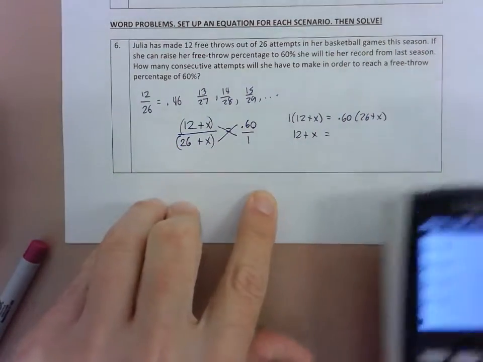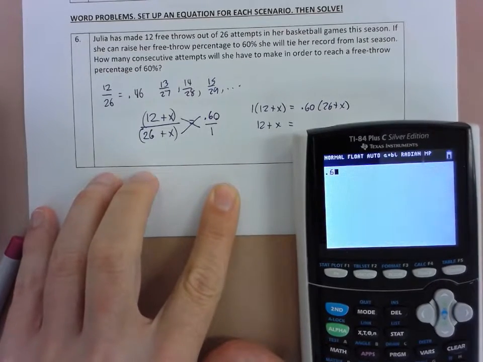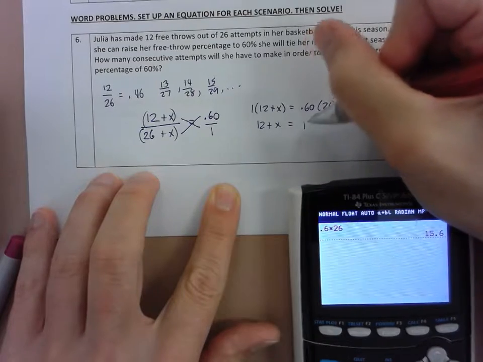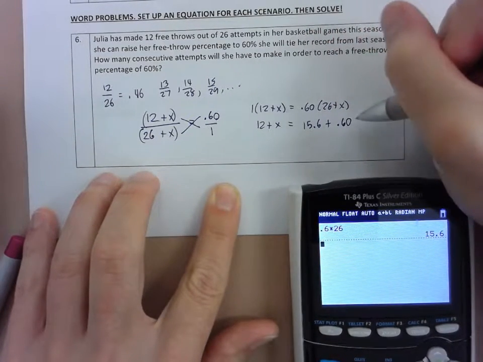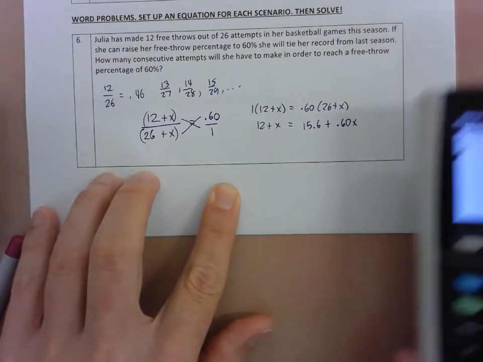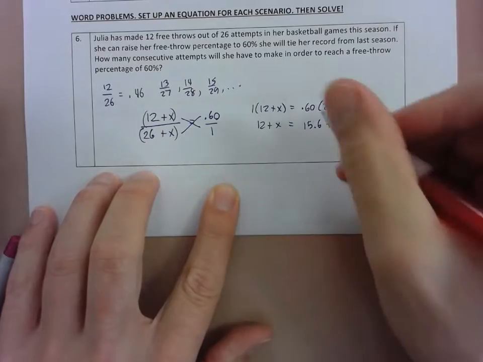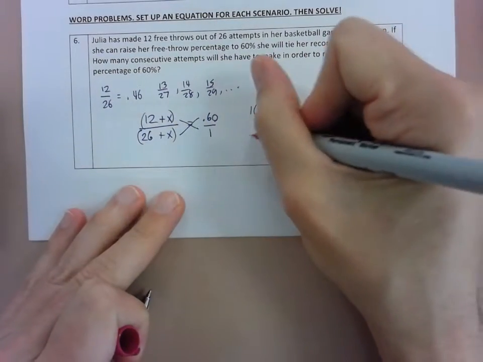And I don't know 0.60 times 26 off the top of my head, so of course I'll use a calculator. So that's 15.6 plus 0.60x. All right, so I'm going to want to get the x's to one side. Probably what I want to do in this situation is subtract the 12.